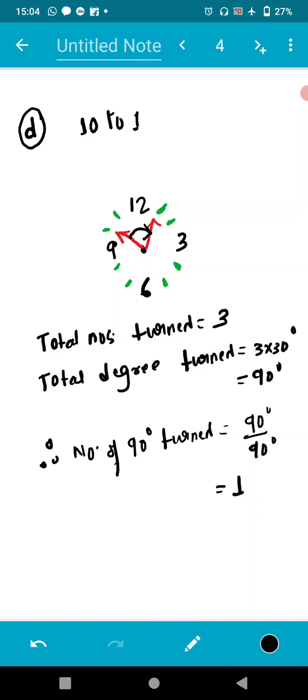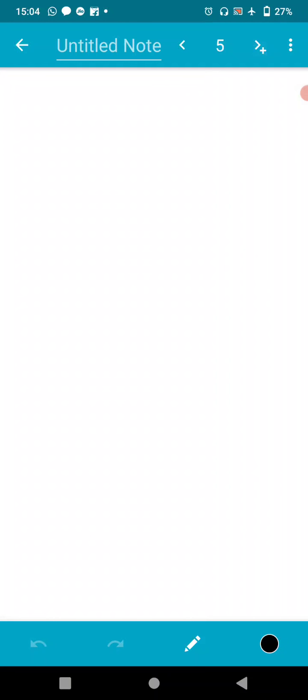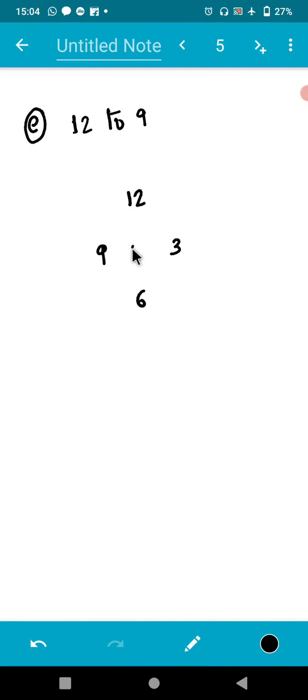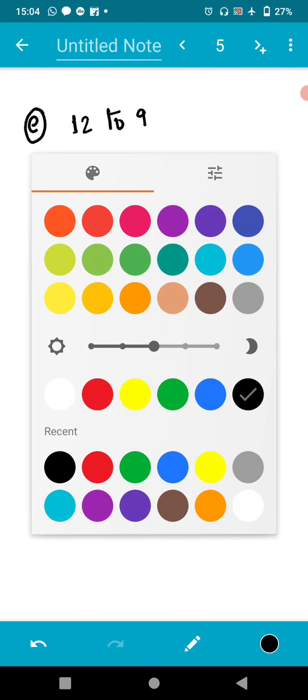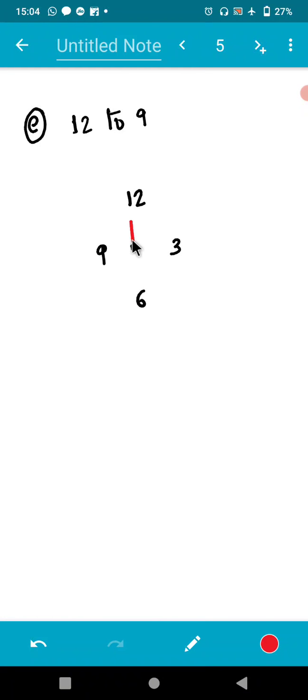So what do we have in sum number E? 12 to 9. Now let's see. So this is 12, this is 3, this is 6 and this is 9. Okay. So now our hand is facing 12 and finally it has to reach 9. Okay. So this is how it has moved from here to here.